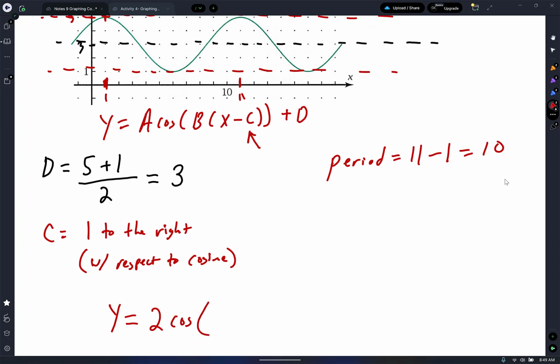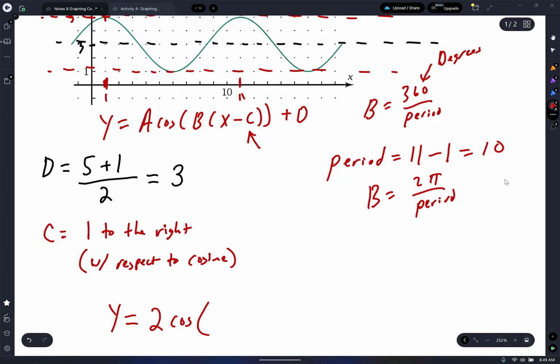Now I need to figure out what the B is. You start a new line. Remember that before, B was 360 divided by period. This is if you're in degrees. Are we in degrees? We are in what? Radians. So in radians, we're going to say B is 2 pi divided by period. Because 2 pi is equivalent to 360 degrees. Are we okay with that? Okay, so we say 2 pi divided by 10. And you could leave it like that, but don't. How many times does 2 go into 10?